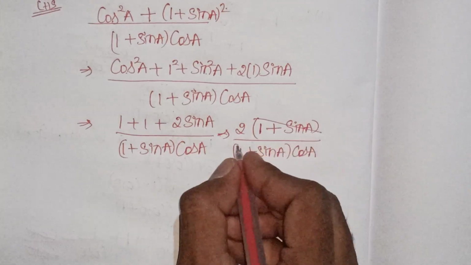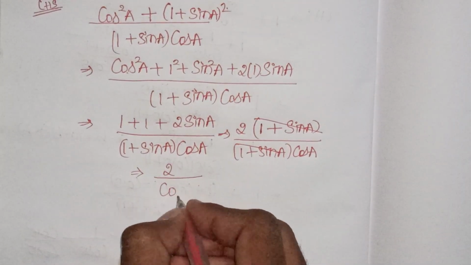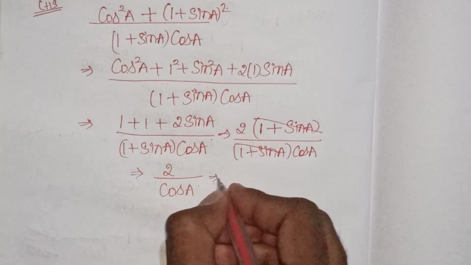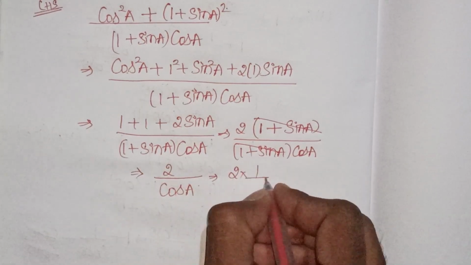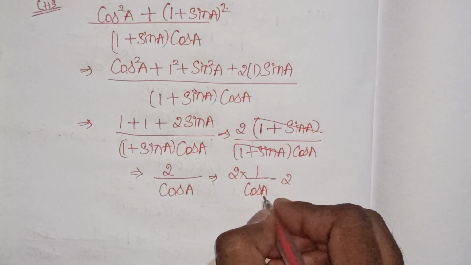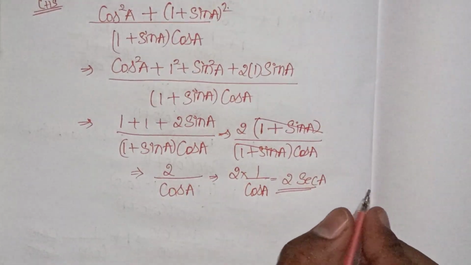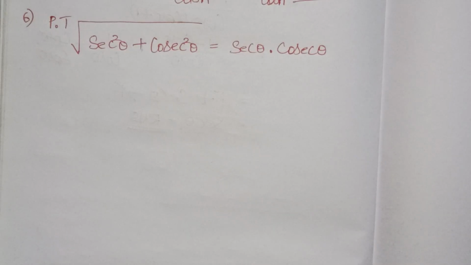1 + sinA and 1 + sinA can be cancelled. Therefore, left out will be 2/cosA, and 2 into 1/cosA can be written as 2secA. Therefore, RHS is proved.